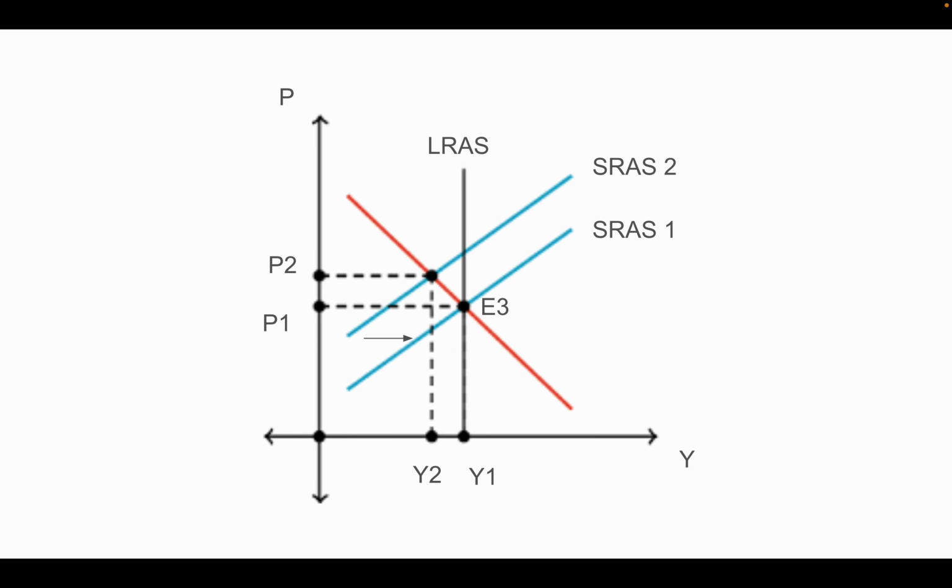So in summary, a temporary negative supply shock, for example, will shift the short-run aggregate supply curve to the left, which will raise prices and lower the output. But over time, the economy will correct itself automatically with no sort of intervention and shift our short-run aggregate supply back to the right.